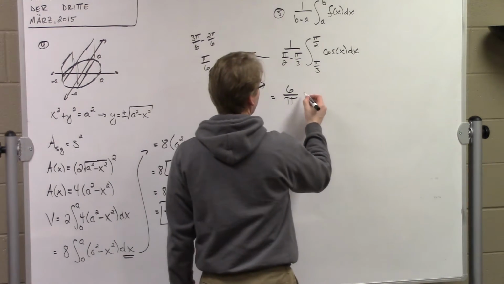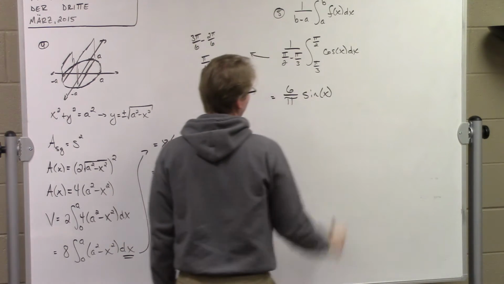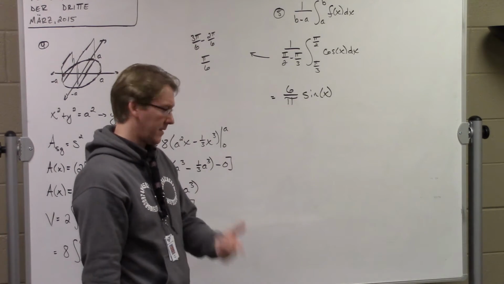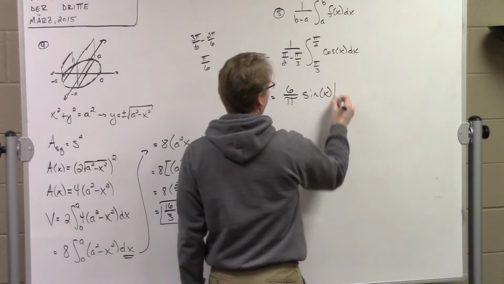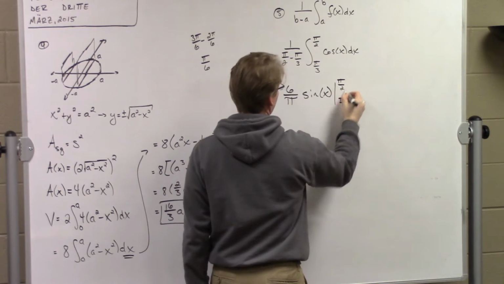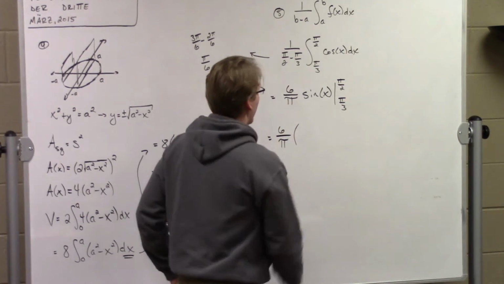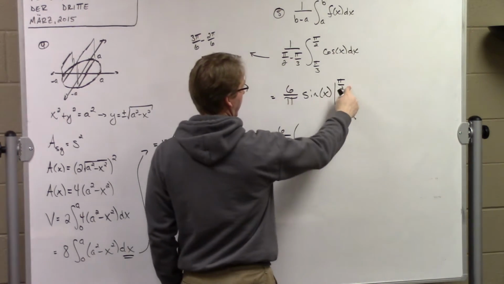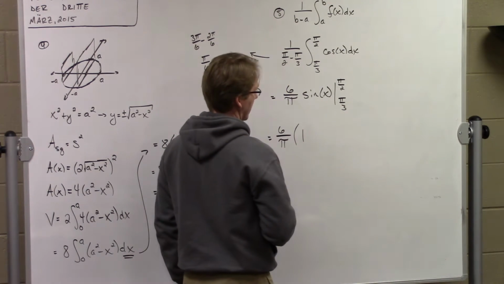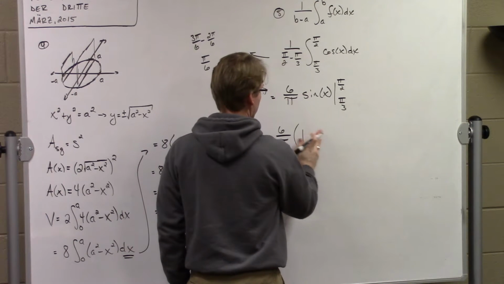The antiderivative of cosine is sine. Do not get that confused with the derivative, which would have been negative sine. We're going to evaluate that from pi/3 to pi/2. All right, 6 over pi is going to hang out for a sec. Sine of pi/2 is 1. Sine of pi/3 is root 3 over 2, I think.